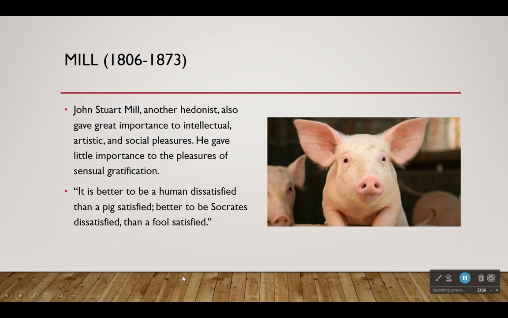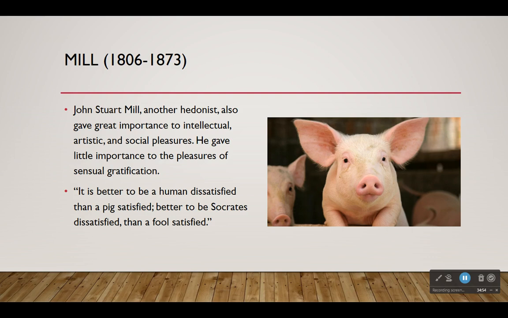Schaefer-Landau also discusses the 19th century British philosopher John Stuart Mill. In terms of hedonism as a value theory, Epicurus was the most influential thinker in the ancient world. And in terms of the modern world, the most influential proponent of hedonism as a value theory would be John Stuart Mill. As Schaefer-Landau discusses, Mill, like Epicurus, gave great importance to intellectual pleasures, what he called artistic or creative pleasures, and social pleasures, like the pleasures associated with friendship or engagement in your community. Like Epicurus, he also gave little importance to the pleasures of sensual gratification, that is to say, physical pleasures.